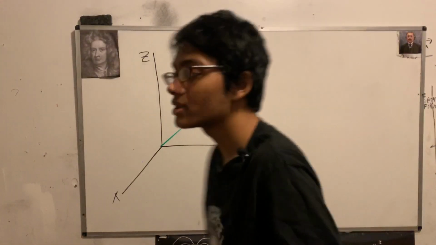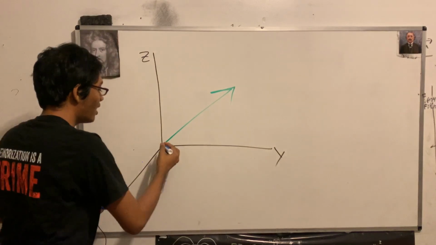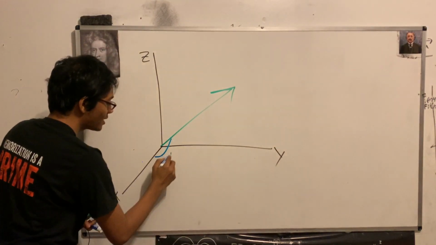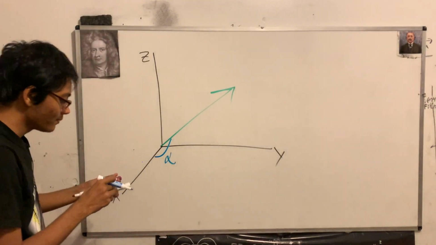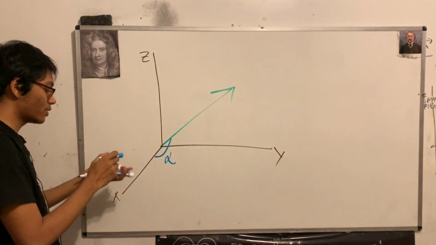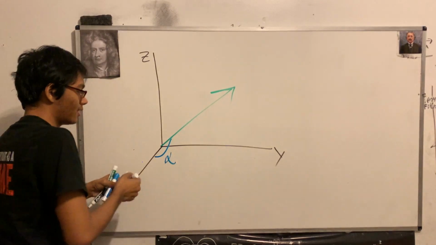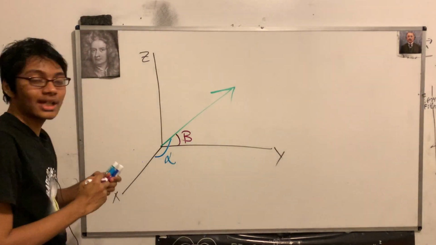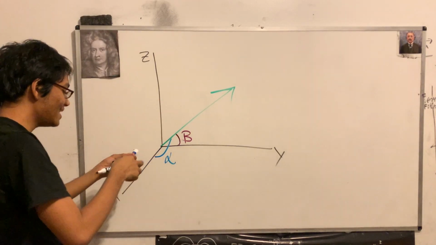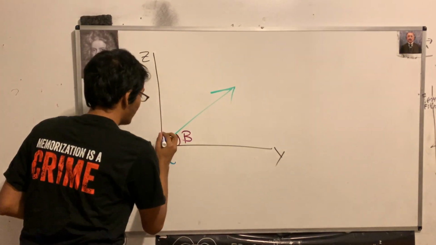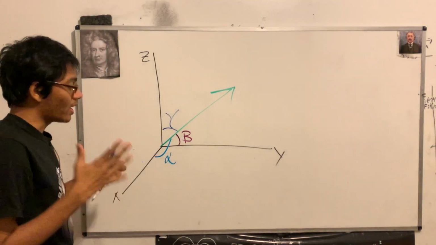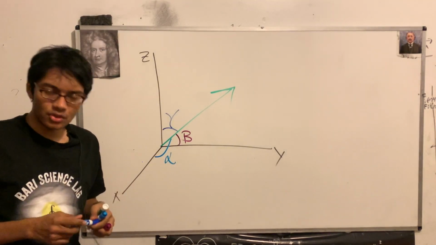These three angles are each given a letter. So the angle that our vector makes with the x-axis, we like to call it alpha, okay? The angle that our vector makes with the y-axis, let's call it, as you expected, beta. And the angle that our vector makes with the z-axis, let's call it gamma for the time being. So here's gamma. And now what we want to do is just find out what these three angles are.